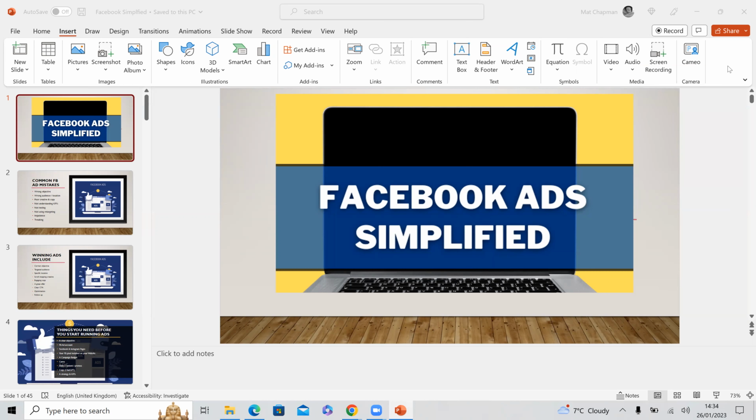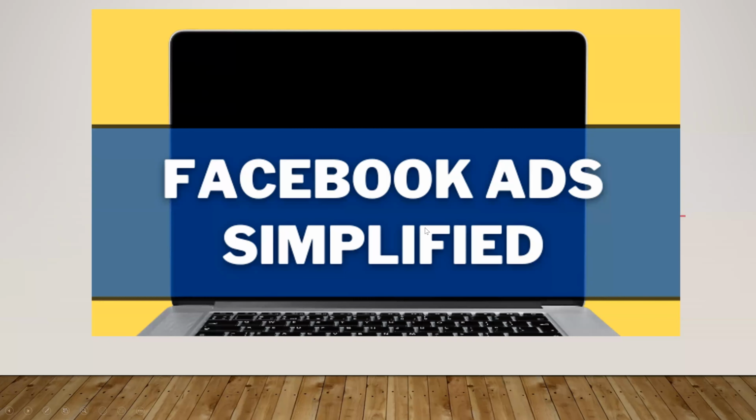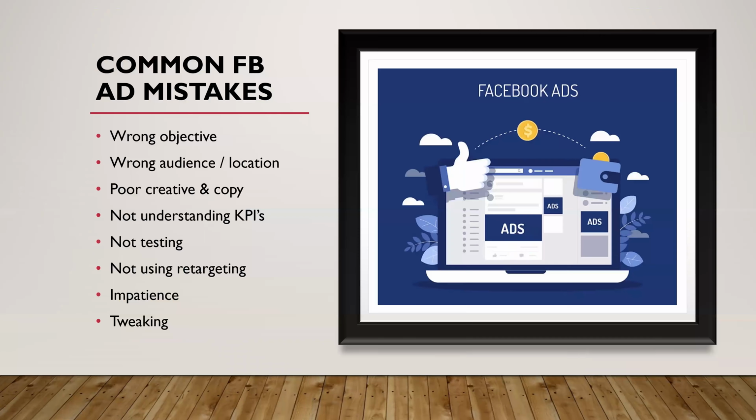Okay, so welcome. We're talking about Facebook ads for the next 12 months. This one's going to be on the basics, the fundamentals. Let's start with your common Facebook ad mistakes that I see people making. Number one is they choose the wrong objective within Facebook. So Facebook has 12 objectives that you can use.